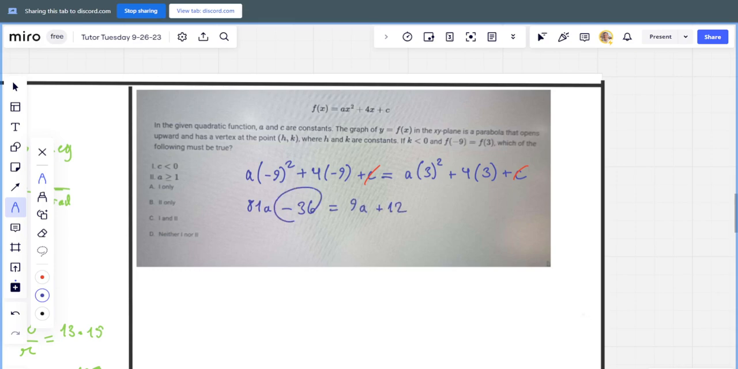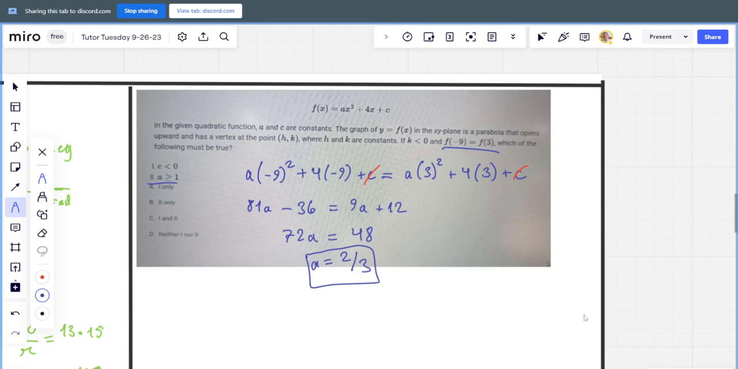And if we add 36 and subtract 9a, we could simplify this to 72a is equal to 48. Divide everything by 72 to get a equals 2/3. So we have a definitive value for a. That's because they give us this condition.